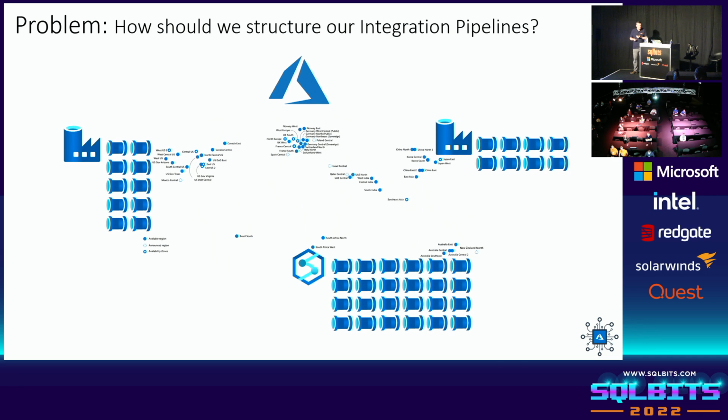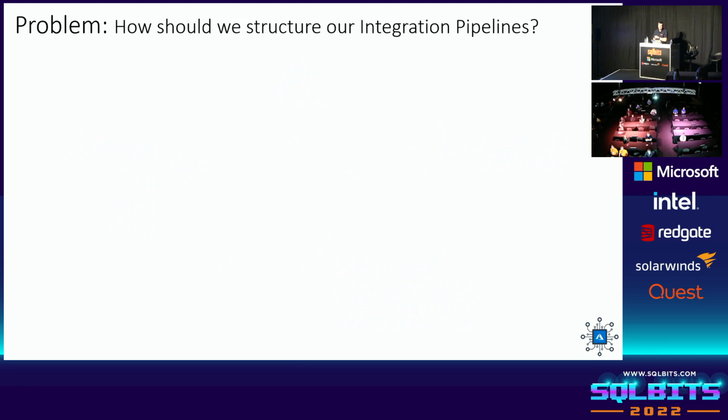So if I put something on screen a little bit like this, it looks a bit washed out on the screen there. There is actually a world map underneath, a world map of the Azure regions. Trust me, it's there. But how do we structure all of these pipelines that we have all around the world in all of these different regions potentially? So it's a problem that I seem to come across quite a lot.